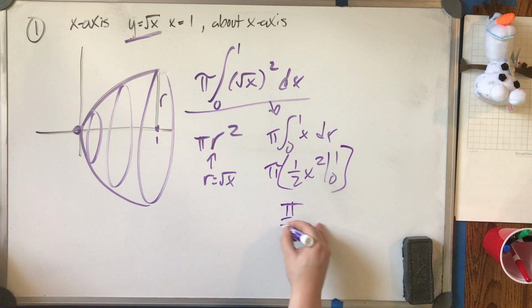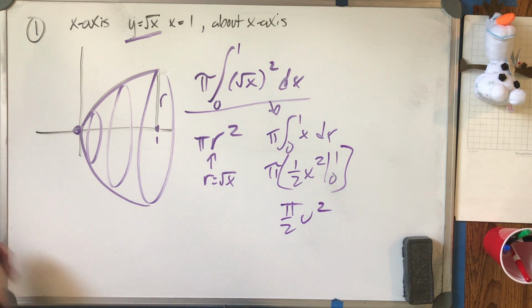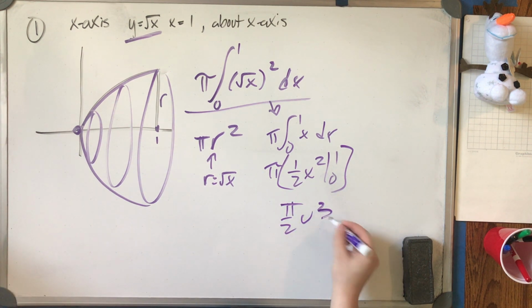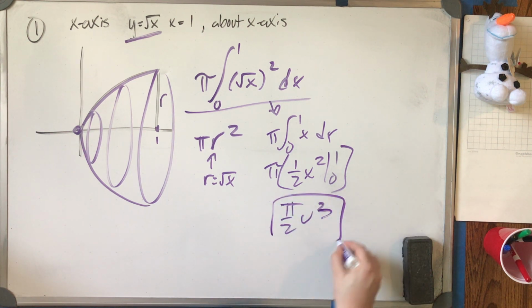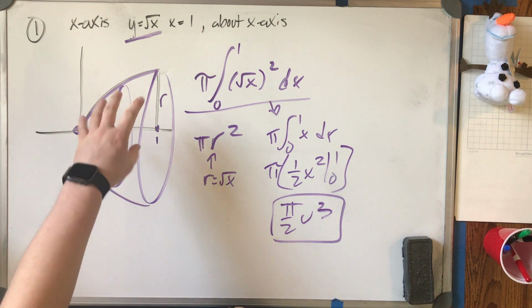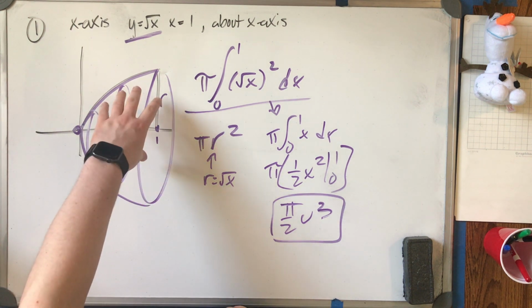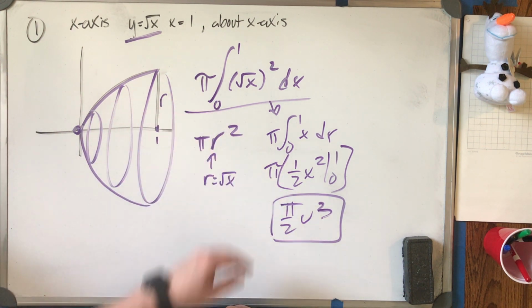And I'll just get pi over 2 units squared. So not units squared, sorry, units cubed, because we're doing volume now, okay? So that's the neat thing, is we're going the next step further, which is we're accumulating areas using the integral.